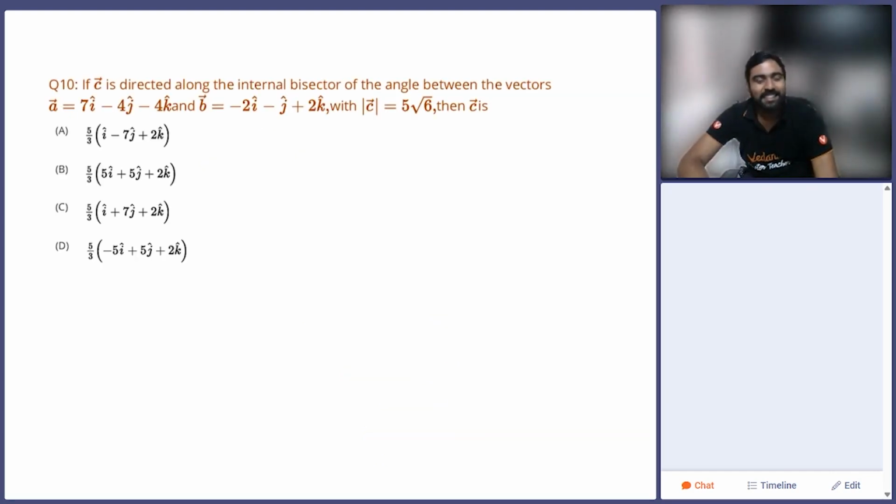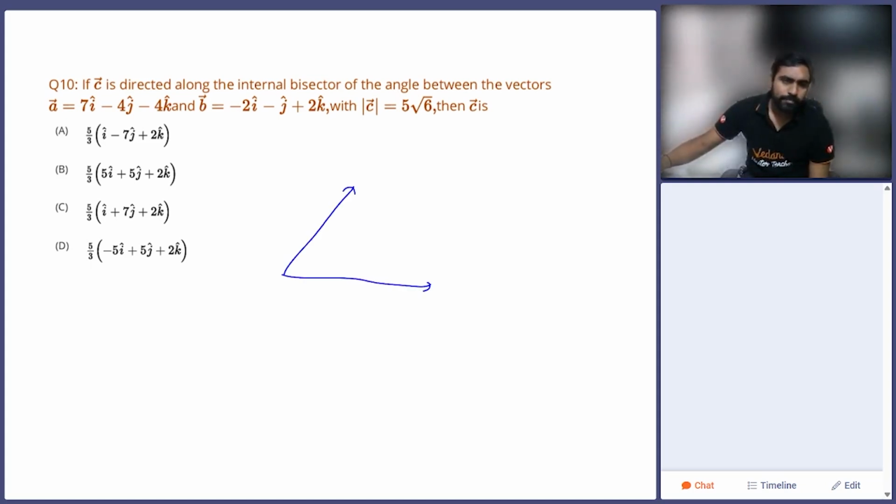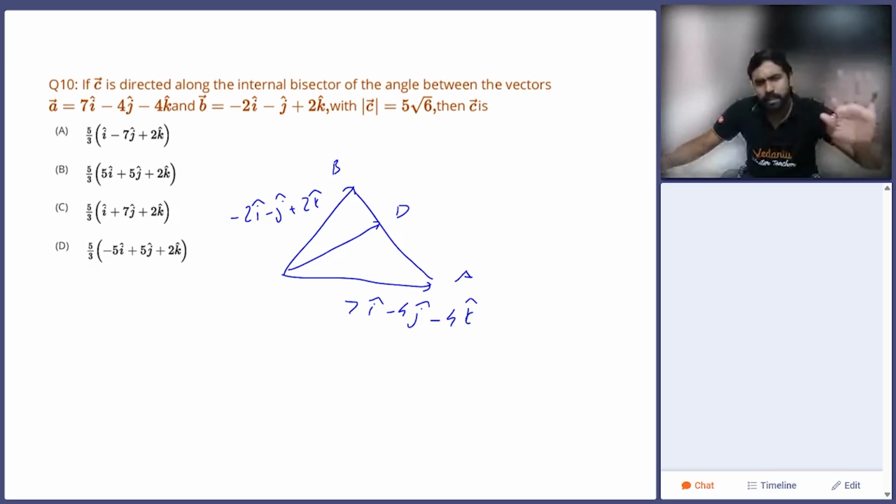Alright, moving on. So C is directed along the internal angle bisector of these two vectors, and the magnitude of C is theta. So the idea is pretty simple. Let's consider the angle bisector to be some D. I have A as 7i cap minus 4j cap minus 4k cap, and I have B which is minus 2i cap minus j cap plus 2k cap. So let's first of all find one angle bisector. I'm not talking about the C vector as of now, I'm just getting a vector along the direction of the angle bisector.